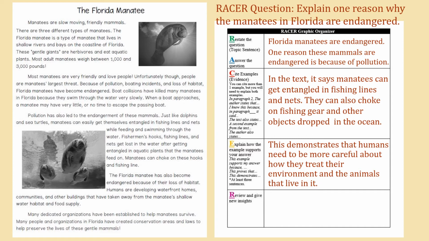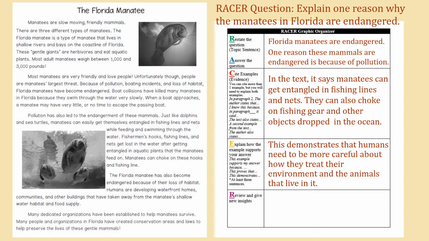So that example demonstrates that humans need to be more careful about how they treat their environment, because it's not the manatees' fault that they get tangled up in fishing line. It's our fault because the fishing lines are lost or left in the ocean, which is the manatees' environment, okay? So we have to be careful how we treat the environment. We can't leave stuff in the ocean. That's not right for the animals that live there, okay?